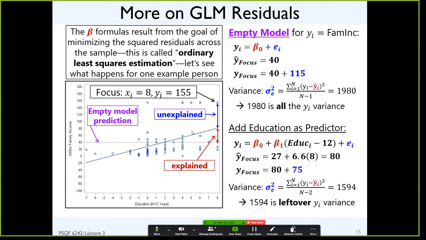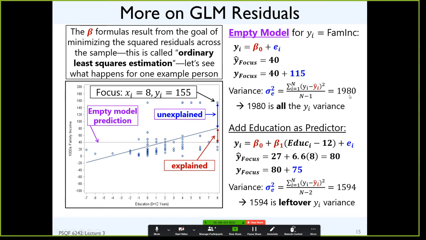Whether or not this is a useful line, whether or not it's sufficiently not flat, is partially indicated by how much the variability of the e's went down. So in my empty model up here, if I make the same prediction for everybody, everybody has a predicted income of $40,000 because that's the mean of this variable.